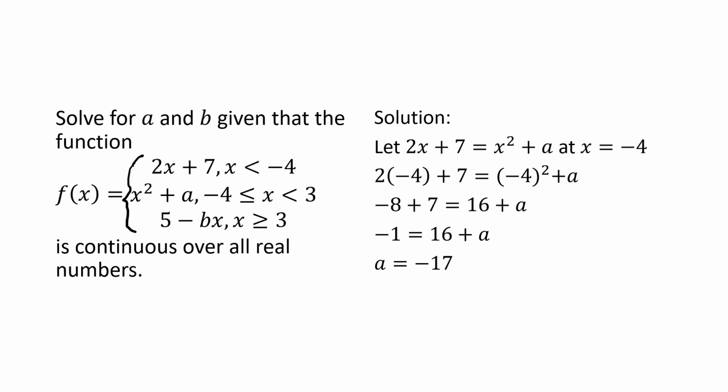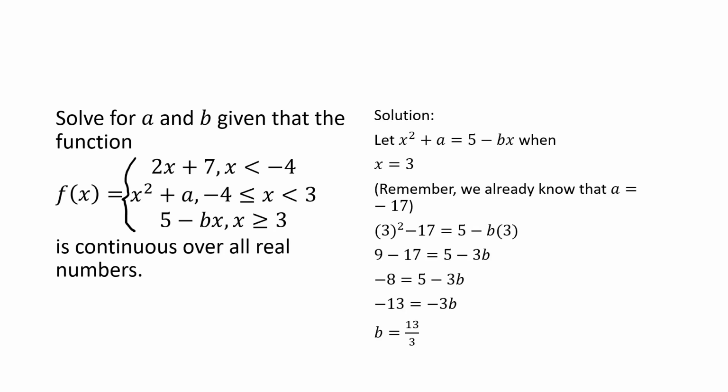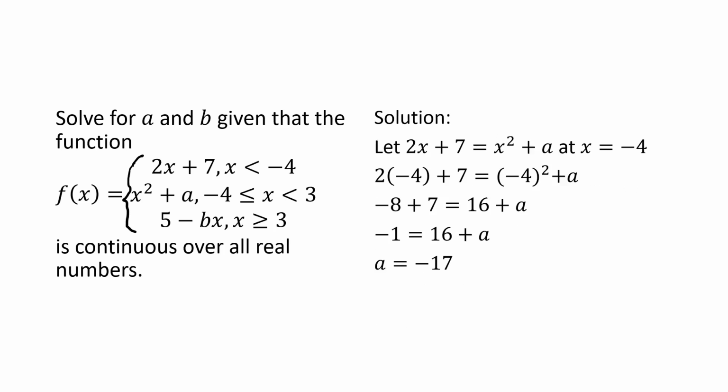Well, that was easy. So now, since I know a is -17, I'm going to want the second rule to equal the third rule at the x value at which the open circle and the closed circle might meet. What's the boundary x value there? In this case, it's 3. I want x squared plus a to equal 5 minus bx at x equals 3. Okay?